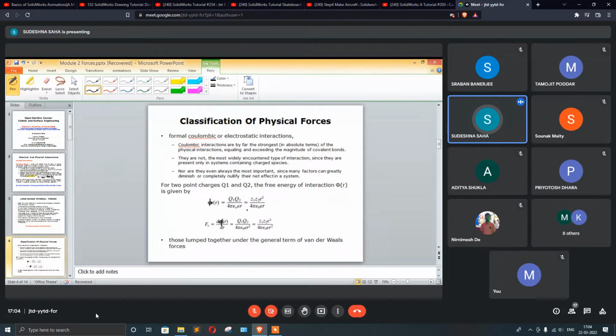And obviously there are a whole lot of other things for coulombic forces or coulombic interactions, but as I mentioned earlier, we are not going into the details of that. Rather, we will shift our focus towards the forces that are very important for colloidal systems, because coulombic forces are mostly for the charged particles, not for the non-ionic or non-charged particles.